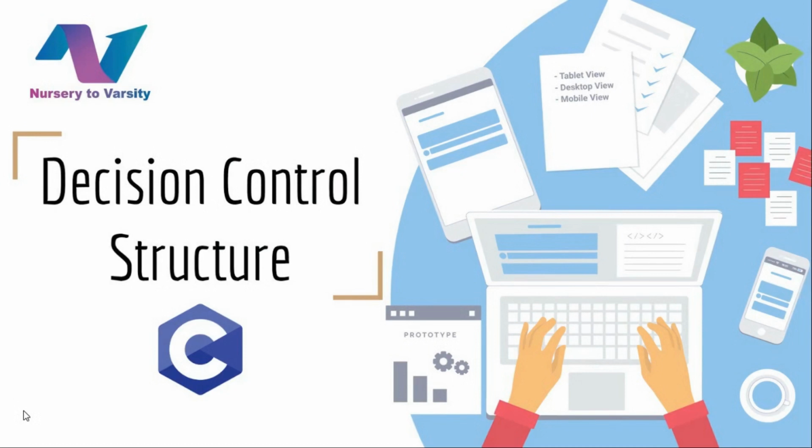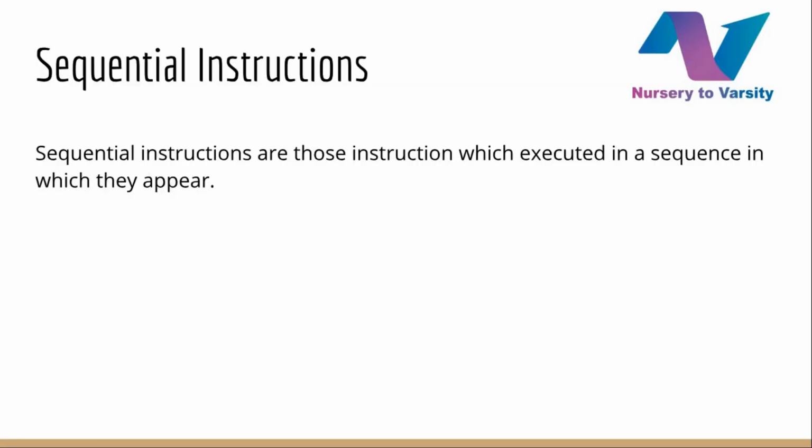In the previous tutorial, we have discussed different types of instructions in C. We have talked about control instruction and its types in C, and now in this tutorial we will learn about types of control instruction, that is sequential instructions and decision control instructions in detail. Till now, the programs we have learned are executed sequentially, that is in the same order in which they appear in the program. Sequential instructions are those instructions which are executed in a sequence in which they appear.